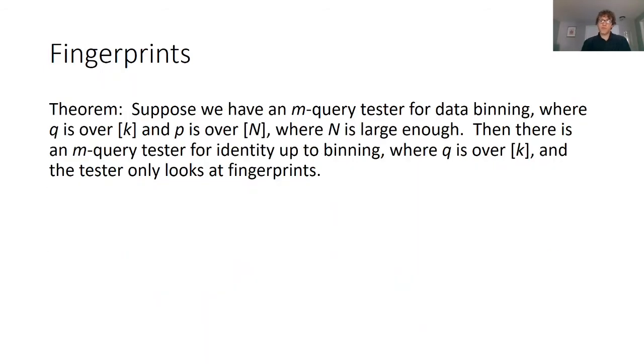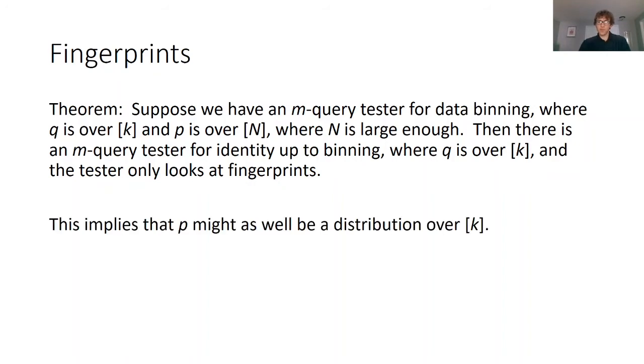The theorem that we prove exactly formalizes this: if we have an M-query tester for data binning, where capital N is large enough, then there's also an M-query tester for this identity up to binning problem, and the tester is only allowed to look at fingerprints. It doesn't have to look at anything else. While P is really supported on some K elements out of brackets N, if the tester only looks at fingerprints, it might as well be a distribution over brackets K as well, but that's promised that it's only allowed to look at fingerprints and nothing else.